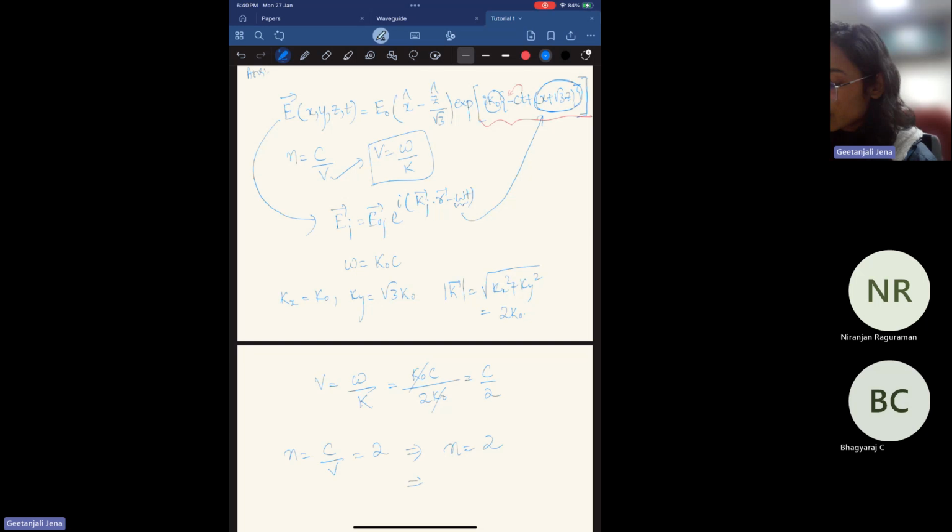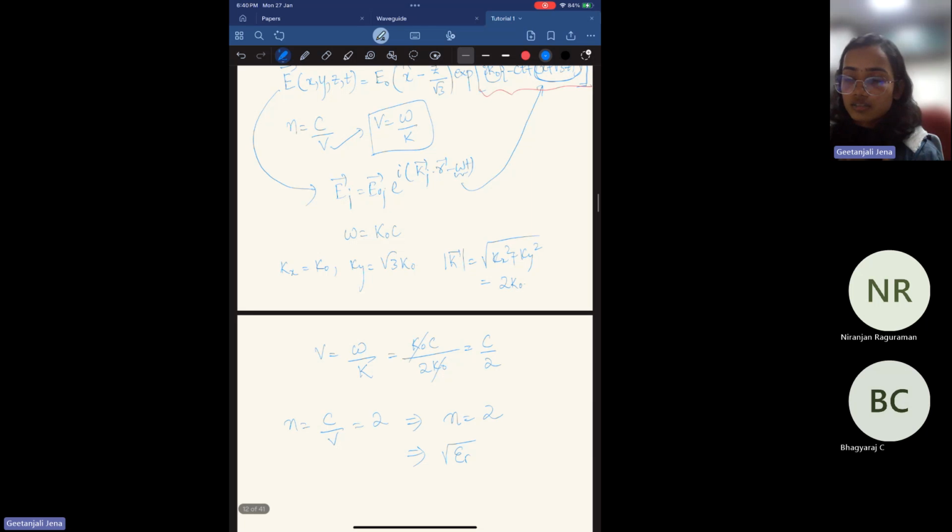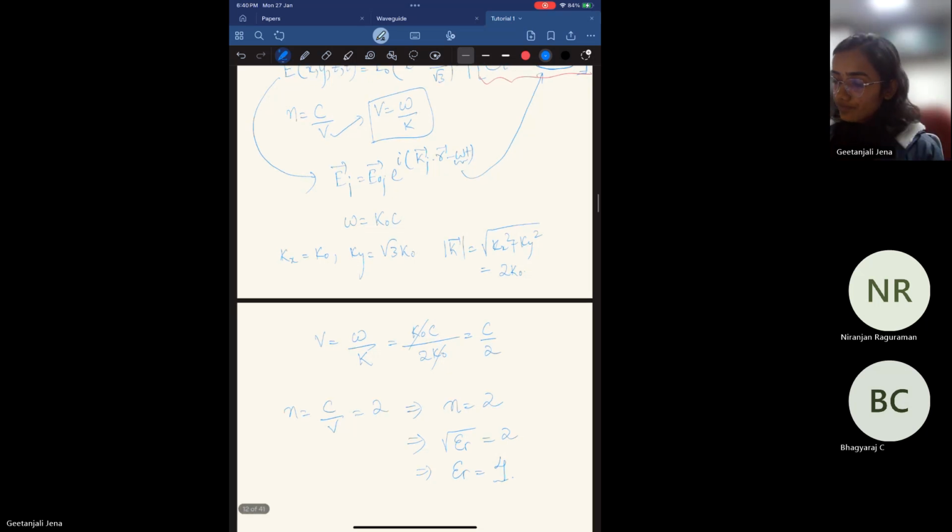And the refractive index, you can express it as a square root of epsilon R if the medium is non-magnetic. This is 2. So that means epsilon R will be 4. Okay. So this is the answer.